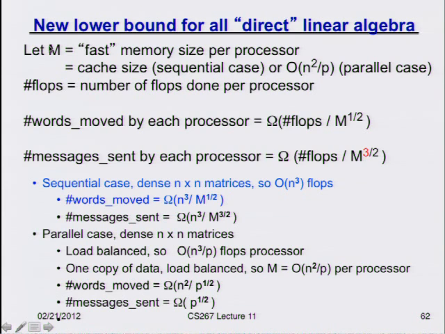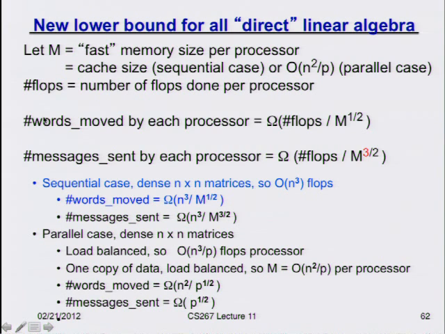What I want to do is minimize the amount of data that moves back and forth between DRAM and cache. So m is the cache size in the sequential case, and it's the local storage that I have on each processor. If I have p processors, each processor is going to own 1 piece of the matrix, so n squared over p. And the number of flops is the number of flops done per processor. In the sequential case, it's n cubed. And in the parallel case, it's n cubed over p.